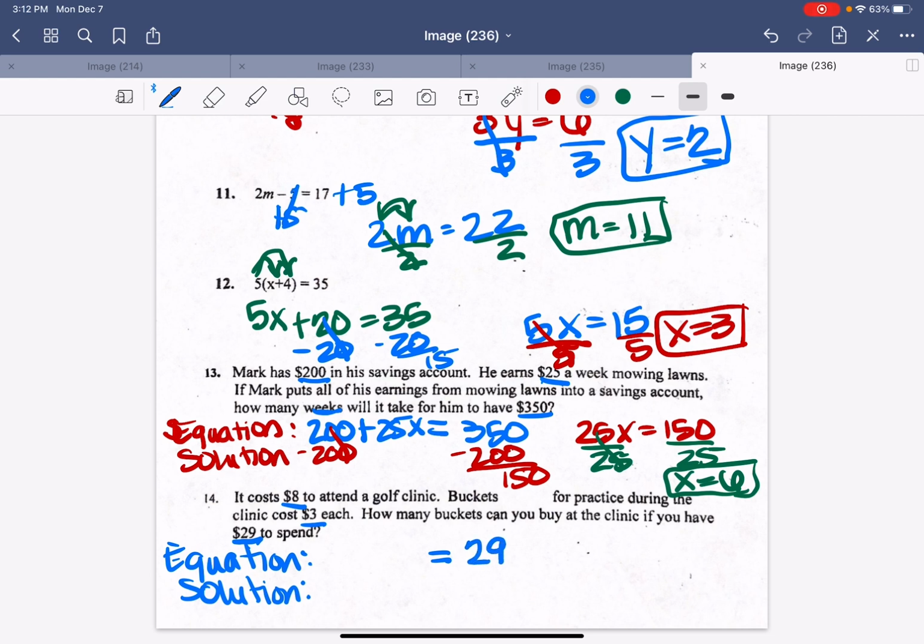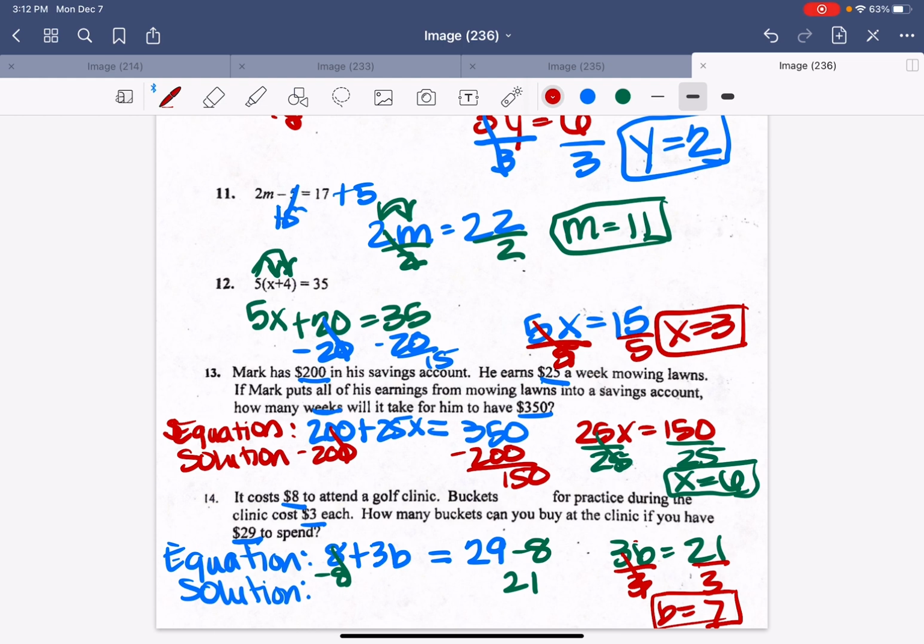And then let's see, $8 is how much it costs to get into the clinic. And then the buckets of balls cost $3 each, so plus 3b. Okay, then now to solve, I'm going to first of all move the 8. So subtract the 8. Subtract 8 over here, which ends up being 21. So now I have 3b equals 21. Then I can divide both sides by 3. So b equals 7. And that is how we would do the solution to that one.